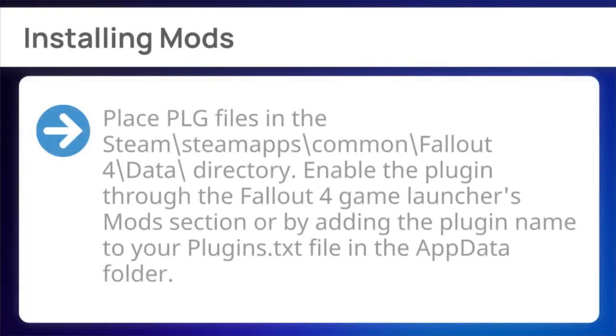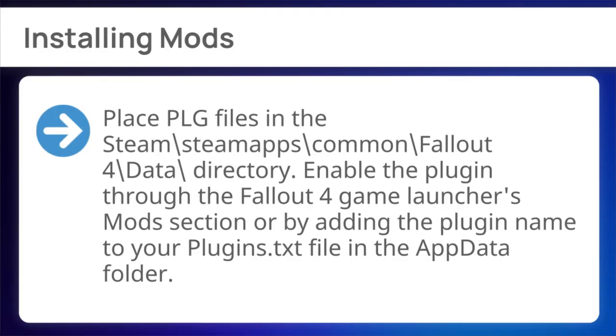First, installing mods. Place PLG files in the Steam AppsR Common Fallout 4Edit directory. Enable the plugin through the Fallout 4 Game Launcher's mod section, or by adding the plugin name to your plugins.txt file in the app data folder.